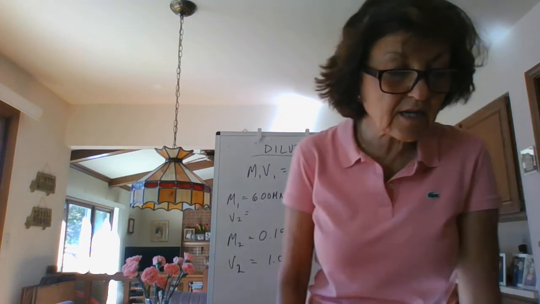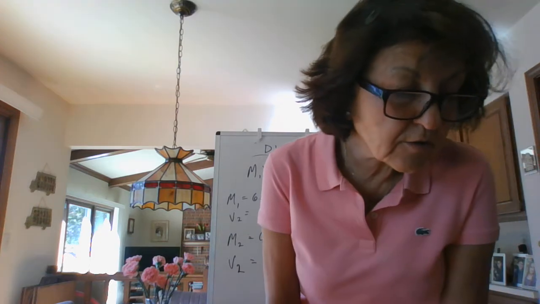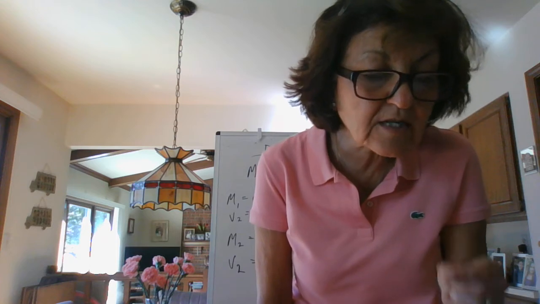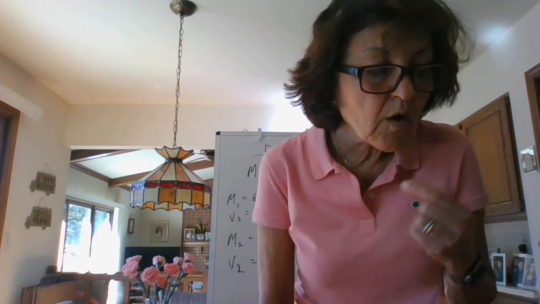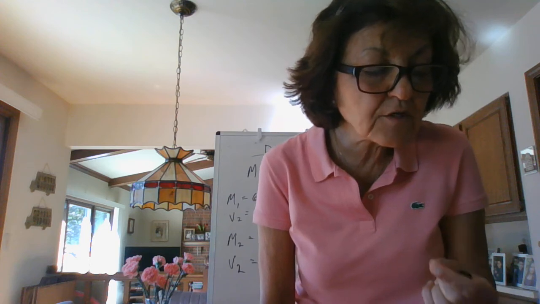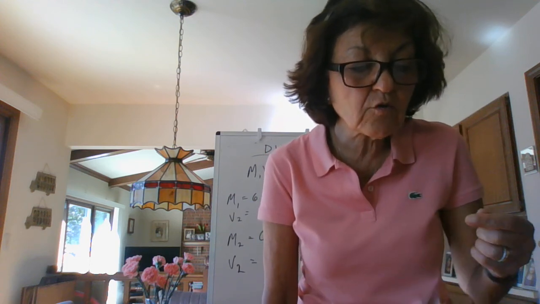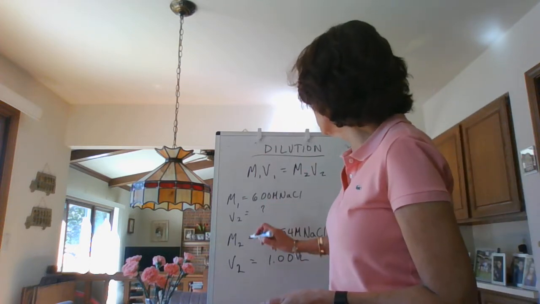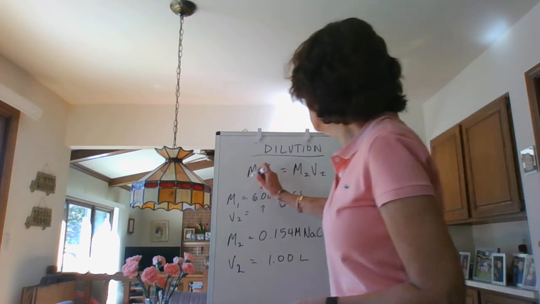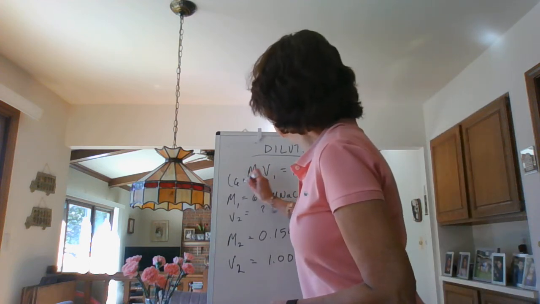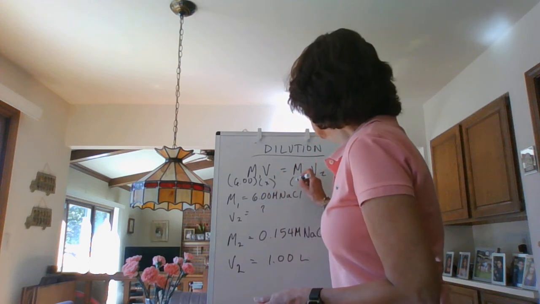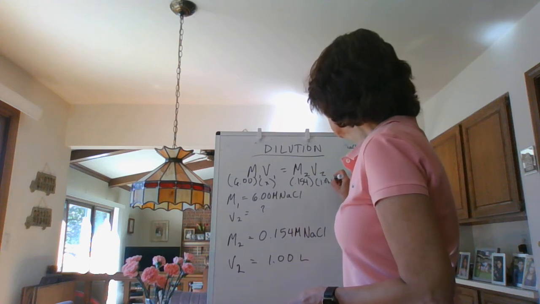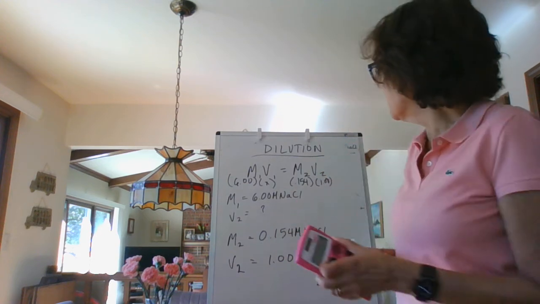All right, so the question states, a saturated stock solution of sodium chloride is 6.00 molar. How much of this stock solution is needed to prepare 1.00 liters of physiological saline solution, which is 0.154 molar sodium chloride? Okay, so our unknown is V1. It's just now a matter of plug and chug. So 6.00 here, this is my X. This one over here is 0.154, and this is 1 liter. Okay, let's plug it in.